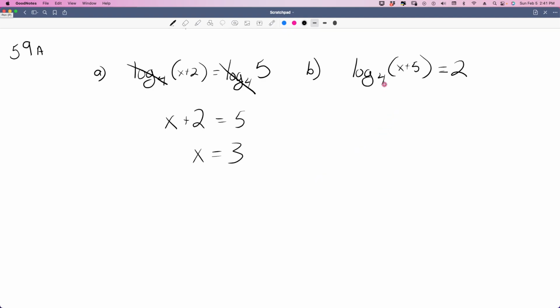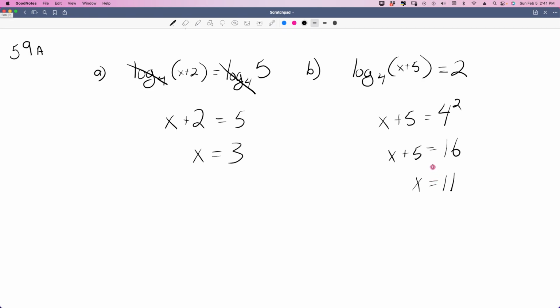And B, we know we could rewrite using the base 4 with the exponent 2, just like this. We would say x plus 5 is equal to 4 with an exponent of 2, which would then be x plus 5 is equal to 16. Subtract 5 from both sides, x is equal to 11.